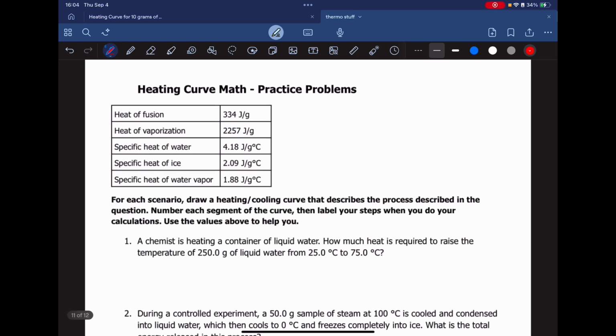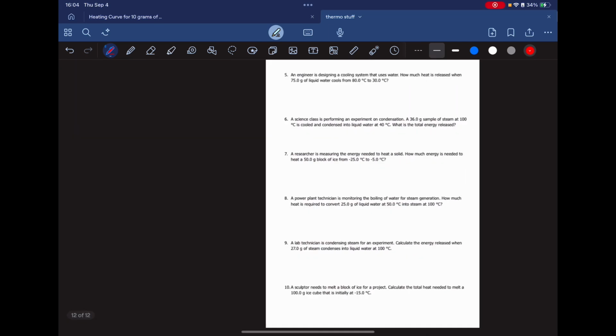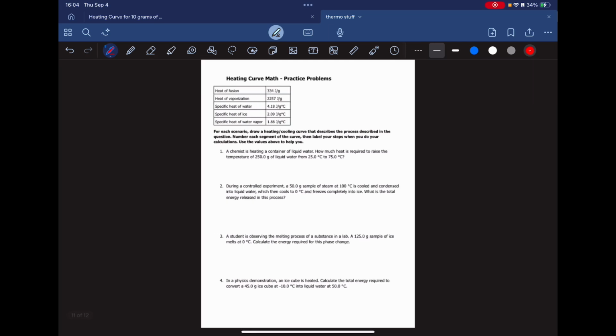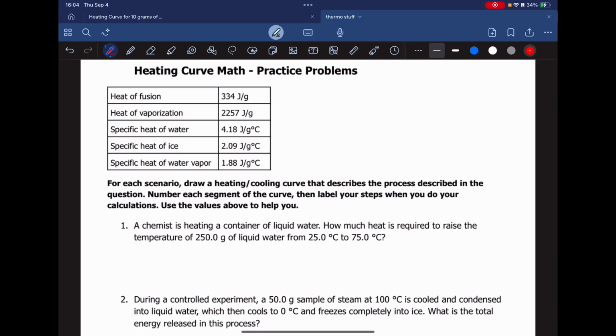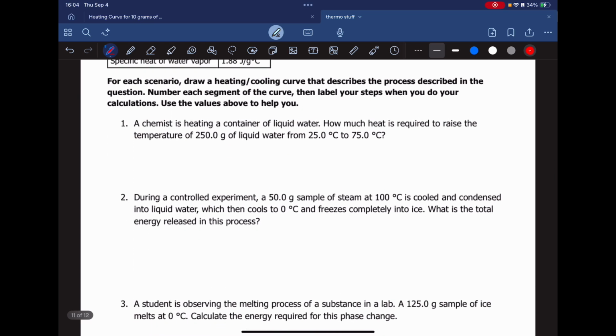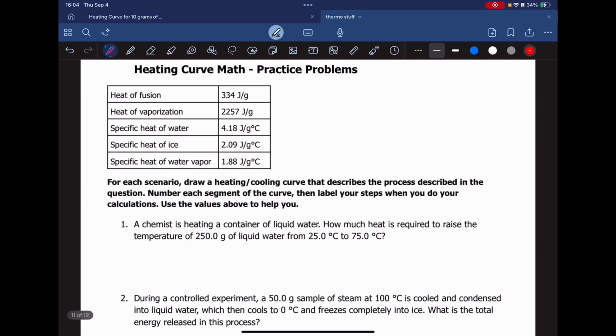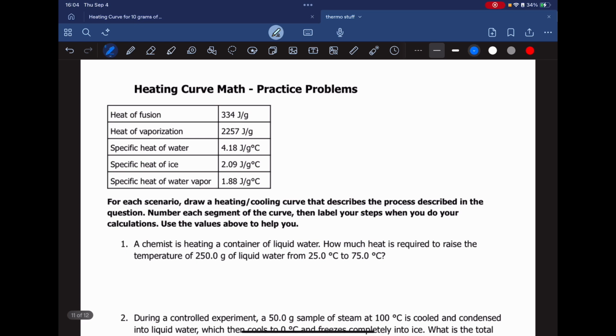Alright, so we got our heating curve math practice problems. This is posted to Google Classroom, so you can take a look at all the questions on your own screen, and you can practice the calculations yourself. Then if you get stuck, you can skip ahead to where I'm working that problem, and you can see what my process is. Alright, I'm going to start by drawing a heating curve and a cooling curve as well.